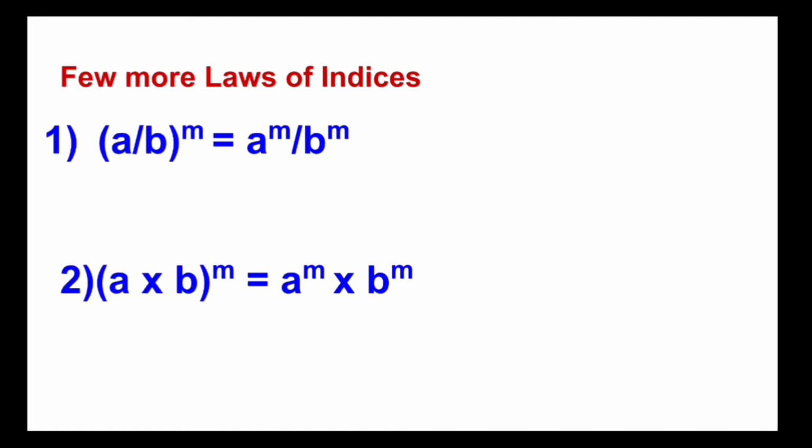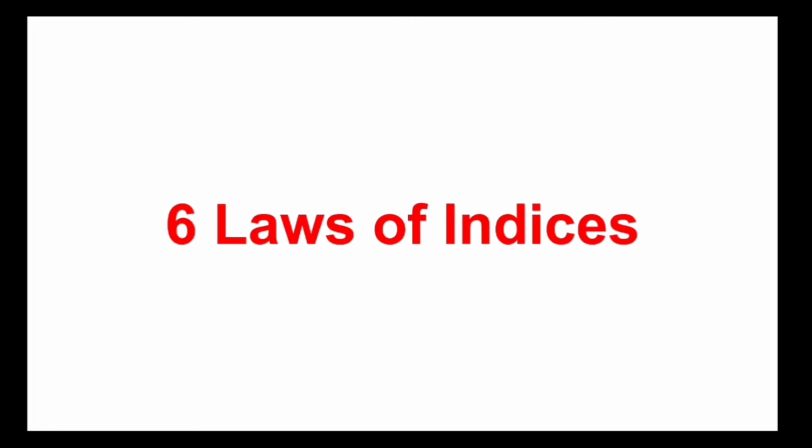Second, a multiplied by b raised to m is equal to a raised to m multiplied by b raised to m. That means there is the multiplication of two different bases and one index is there. So we have to give the index to both the bases and there is multiplication. That means, for example, 6 multiplied by 9 raised to 2, that means what? 6 raised to 2 multiplied by 9 raised to 2. So in this way we have studied 6 laws of indices in this lesson. Let us see next practice set.